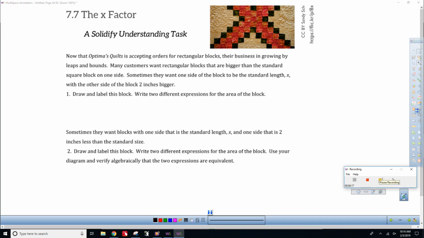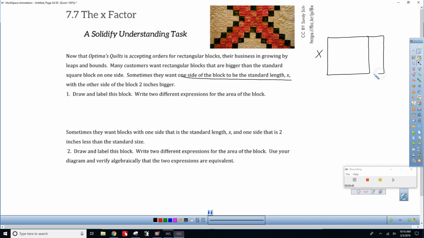All right, so we're just drawing blocks, rectangular blocks. We know all about this. They're saying sometimes they want one side of the block to be the standard length X, and the other side of the block to be 2 inches bigger. Okay? Draw and label the block.